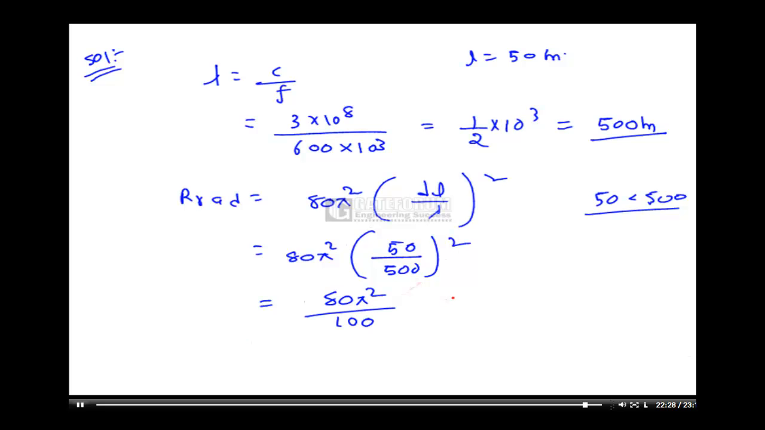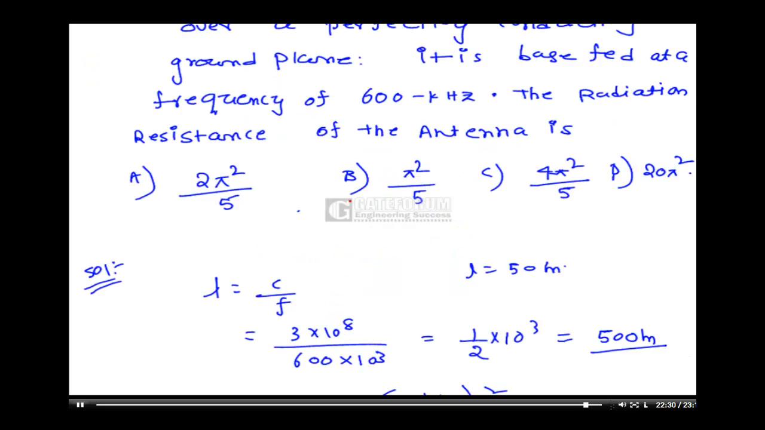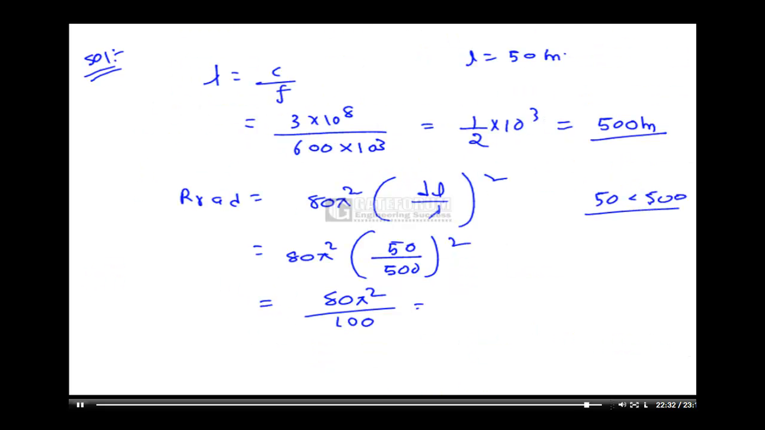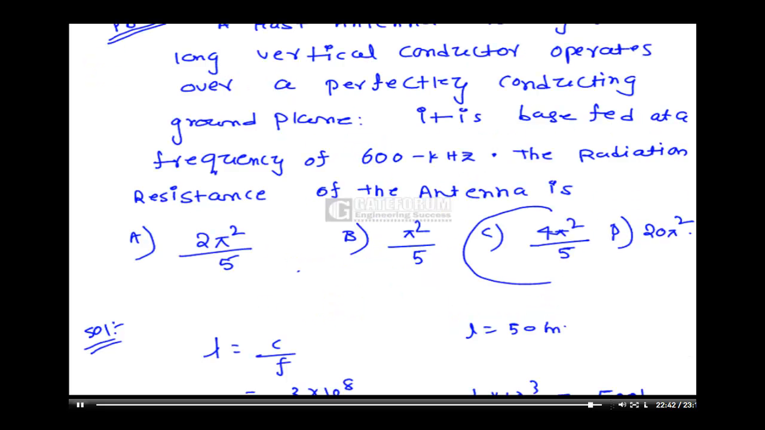Because all the options are given in terms of pi squares, this is equal to 4 by 5 pi square. So the radiation resistance is option C.